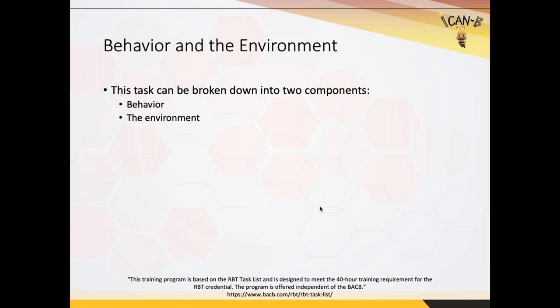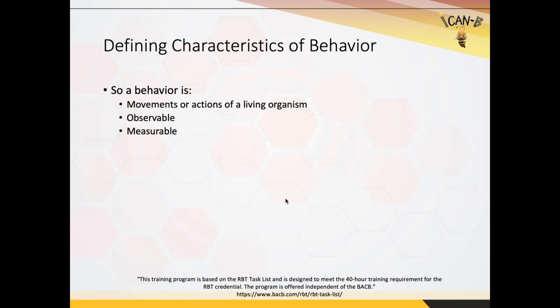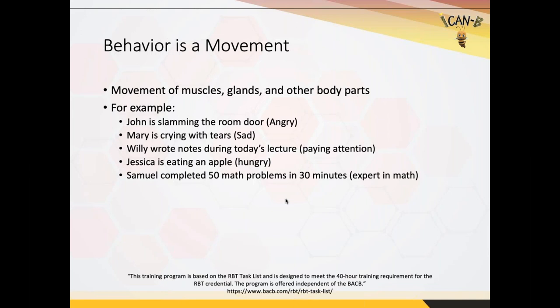What is behavior? Behavior is the activity of living organisms. Human behavior includes everything that people do (Cooper et al., 2007). Basically, behavior is anything a person says or does that can be observed, described, and recorded. Some defining characteristics of behavior: behavior is movements or actions of living organisms, observable and measurable. Behavior is a movement, so movement of muscles, glands, and other body parts.